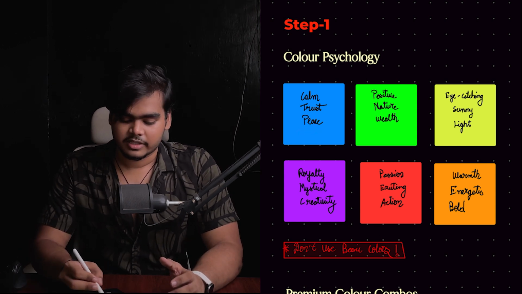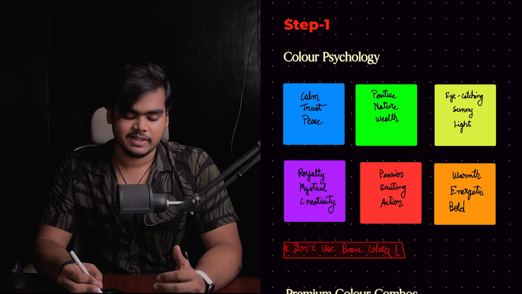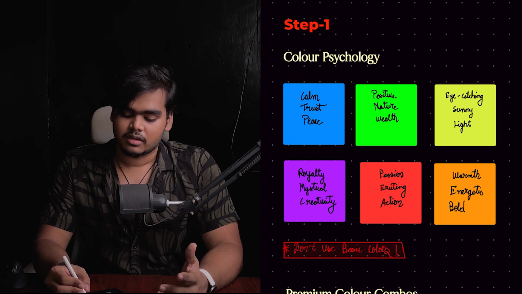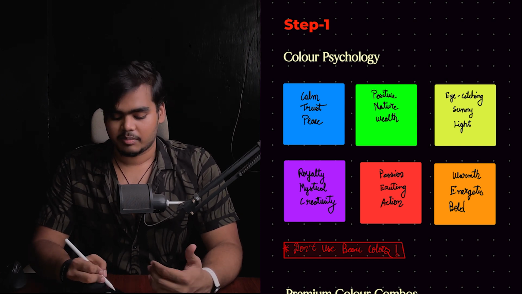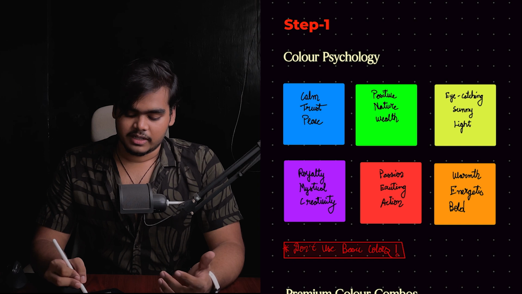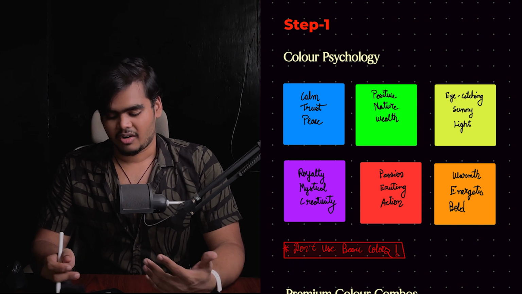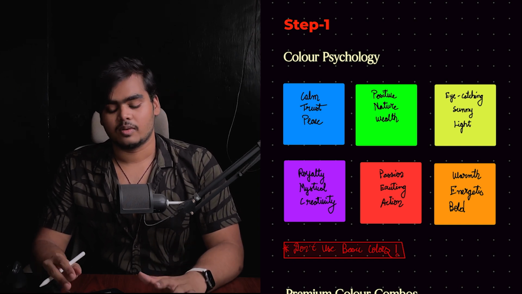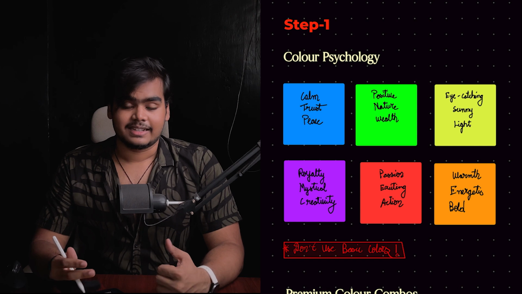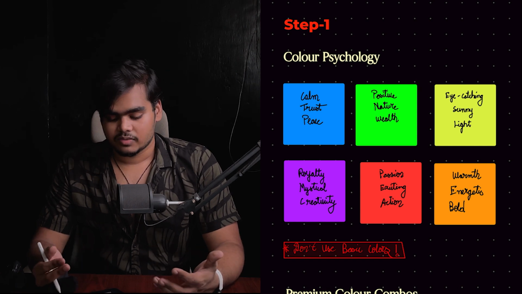Blue is for calm, trust, peace. Green is for positive nature, wealth. Yellow is for eye-catching, sunny light. Purple is for royal, mystical. Red is for passion, and orange is for warmth, energetic, bold. So these are some of the main colors that you can use for your personal brand.